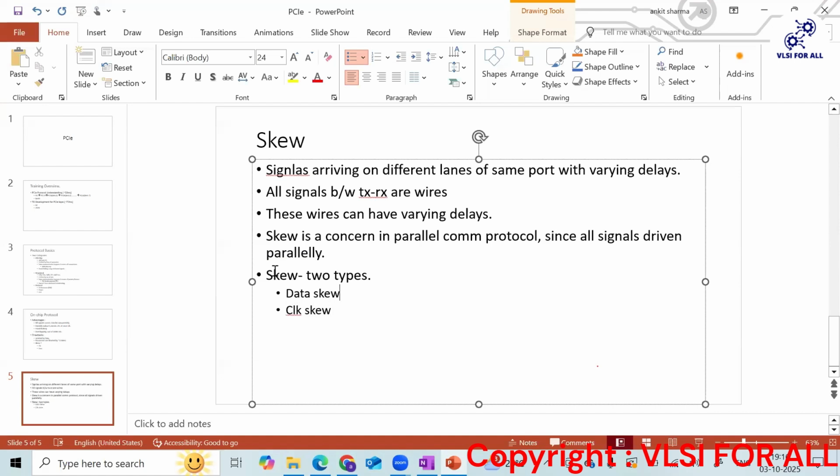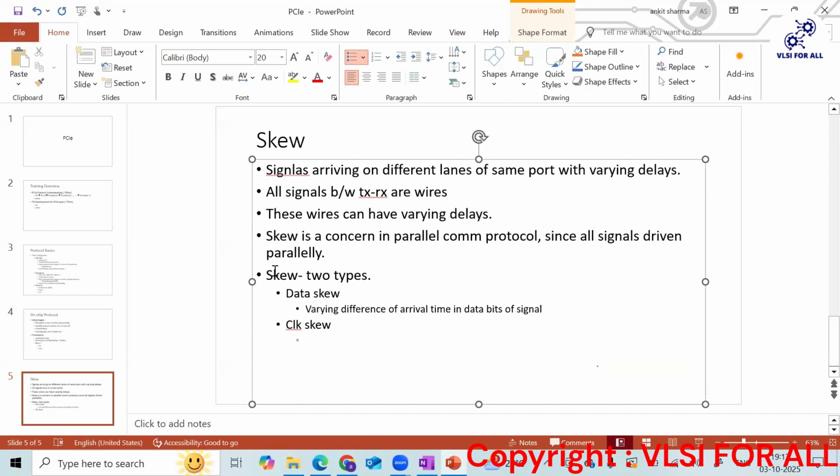Okay. So what about data skew? Wiring delay. I mean, what I want to say here, if delay in data is nothing but data skew. So let me put varying difference of arrival time in data bits of signal is nothing but that data skew.